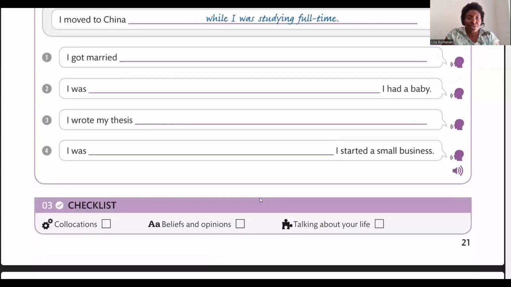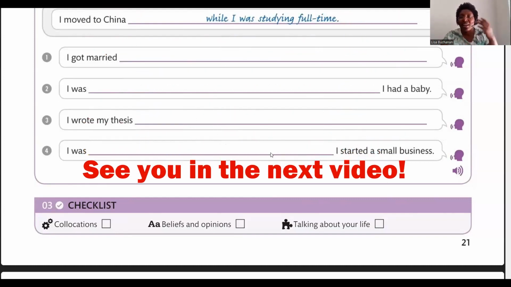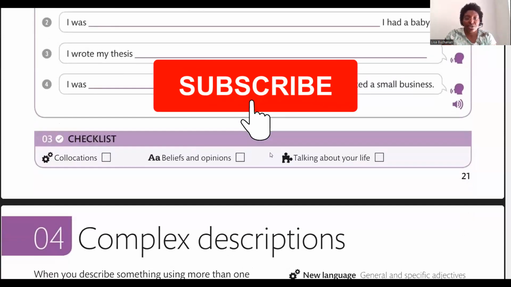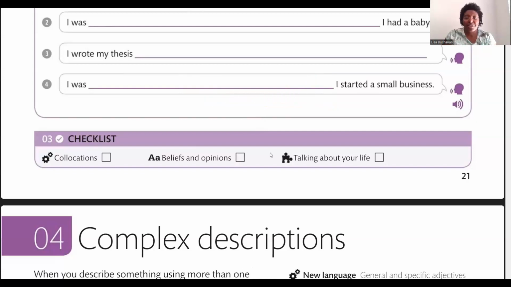Okay, so here's our checklist. We worked with collocations in a previous video that I made. Also, we worked with collocations, how to express beliefs and opinions, and talking about your life. You have to consider whether to use "while" or "when," and what tense we might want to be in, whether it's continuous or completed. So let's move on to number 4 in our next video, complex descriptions.